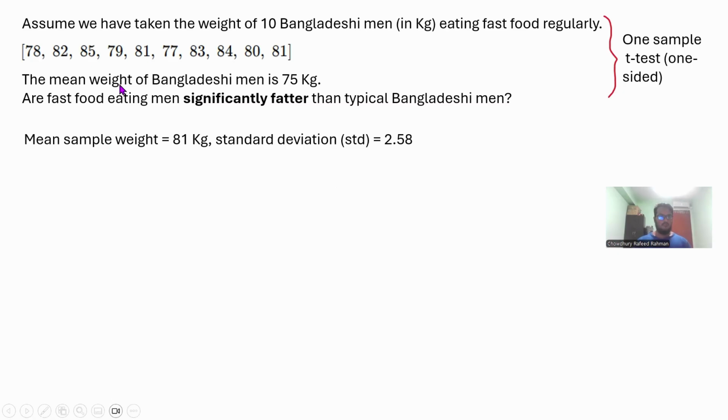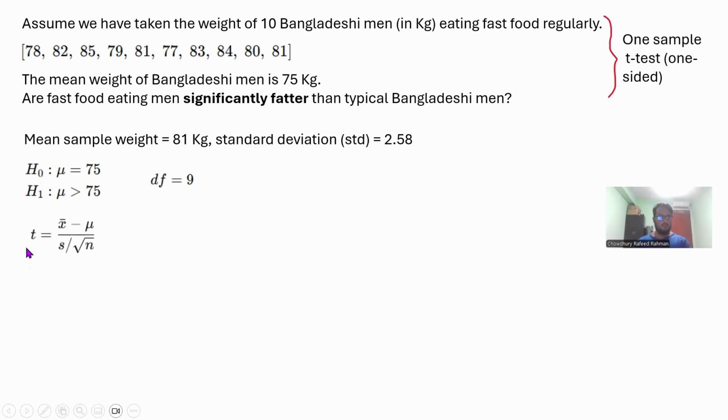So from these 10 values, we can get the mean sample weight as 81 kilos and standard deviation as 2.58. So these are the hypotheses: the null hypothesis, mu equal to 75. That means the mean is actually not different from 75 kilos. And H1 means mu greater than 75. That means the people are significantly fatter. So that is the null hypothesis and alternate hypothesis. Okay. So we can get degrees of freedom equal to 9, because there are 10 samples, 10 minus 1 equal to 9.